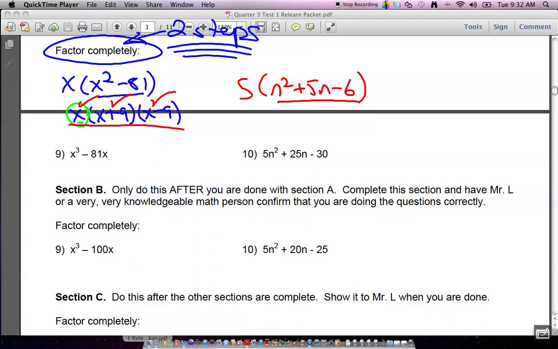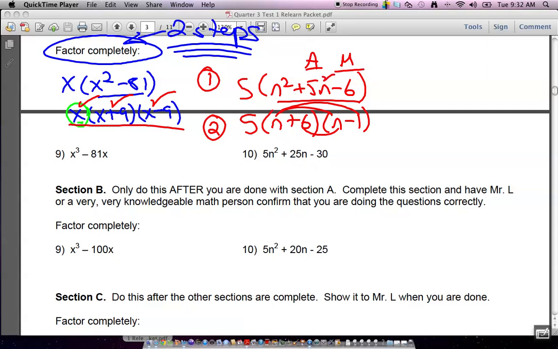Now I need to factor my trinomial. See, this is the first step of the factoring. Now comes my second step. 5 times n plus 6 times n minus 1, because I'm going to add to 5, multiply out to negative 6. So if I check, do a quick mental check here, n times n is n squared, n times negative 1 is negative n, 6 times n is 6n. 6n and negative 1n does make 5n.